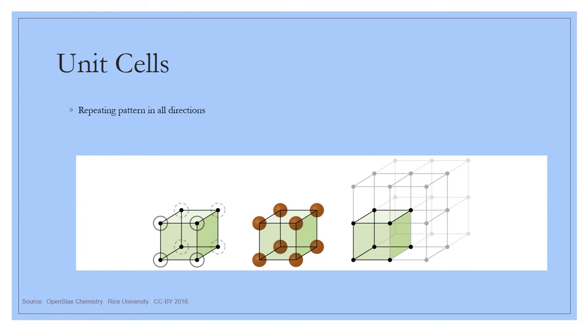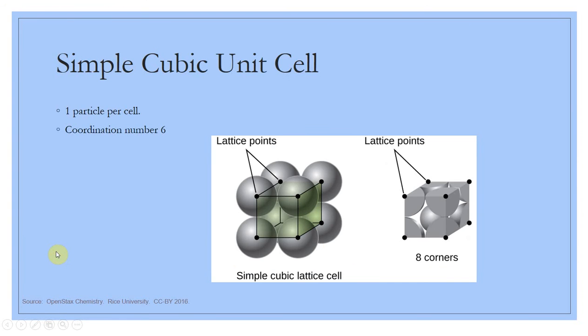Here we have a simple cubic unit cell. It is going to be repeating. You have an atom, and it keeps going, it keeps going, it keeps going. You go up, it keeps going. It's got a very specific arrangement. It's a repeating pattern in all directions, okay? So let's look at this first unit cell. This is the simple cubic lattice cell.